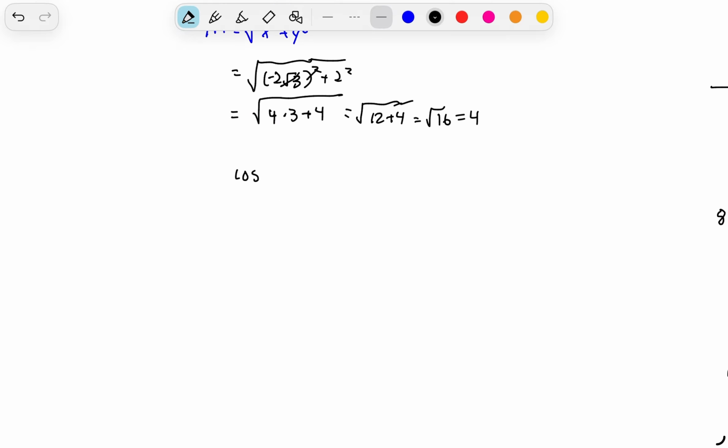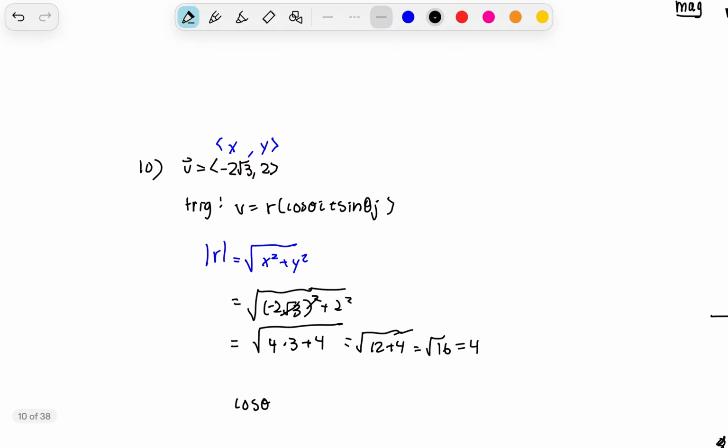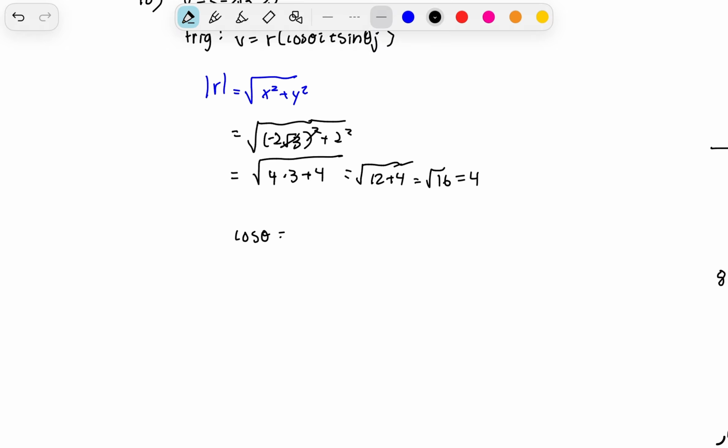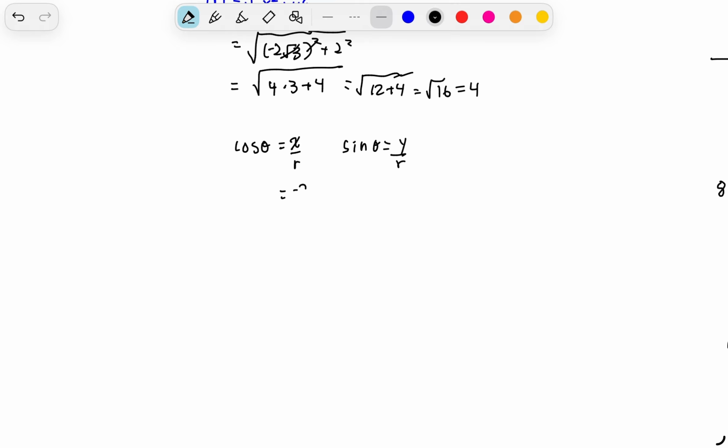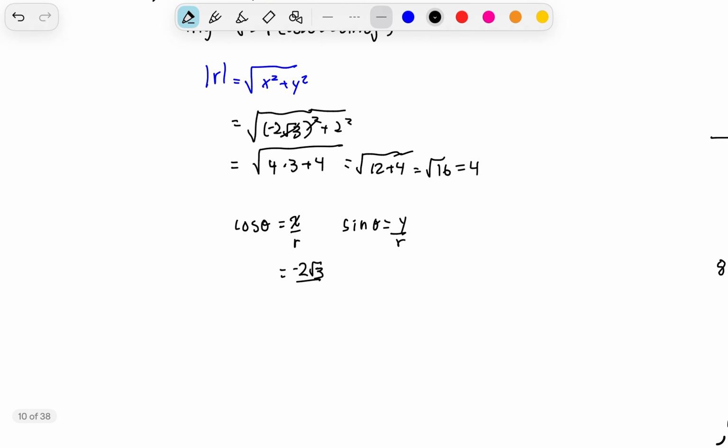So we need to find our cosine theta and our sine theta. So cosine theta is equal to x over r on the unit circle, and sine theta is equal to y over r. So if we know what our x is, which was negative 2 root 3, you also know what our r is, which we just found, which is going to be 4.